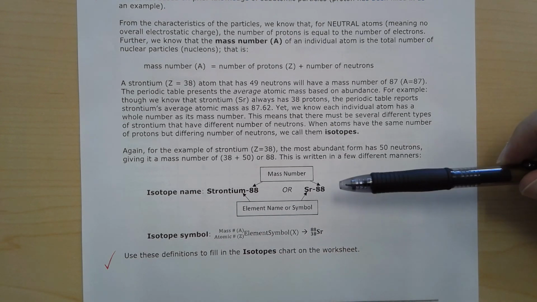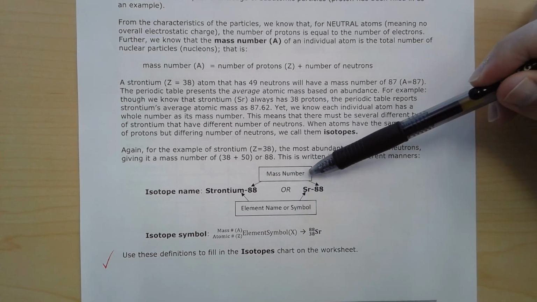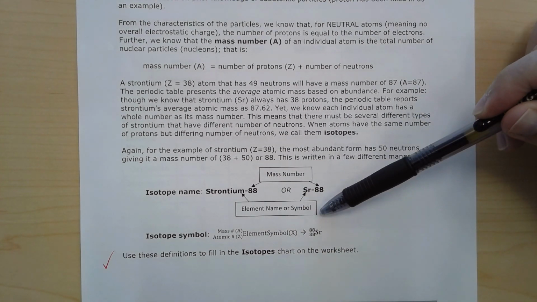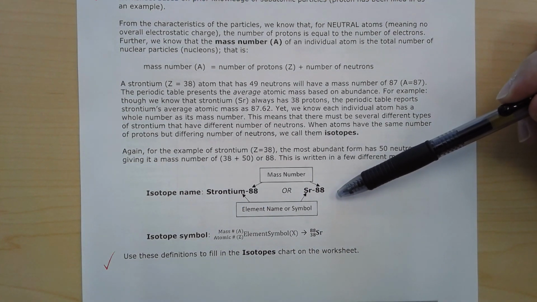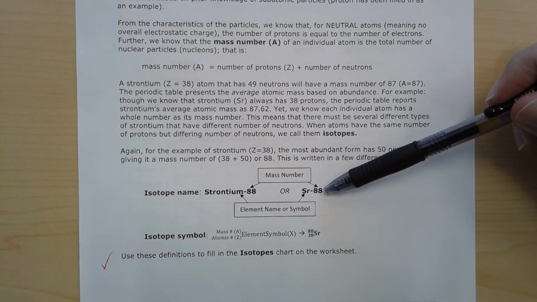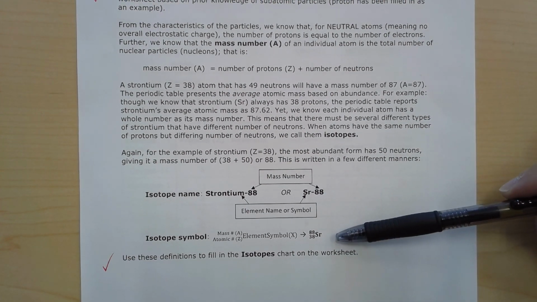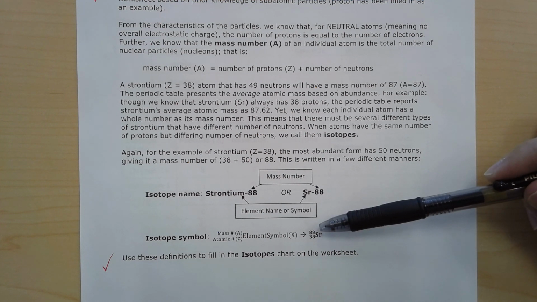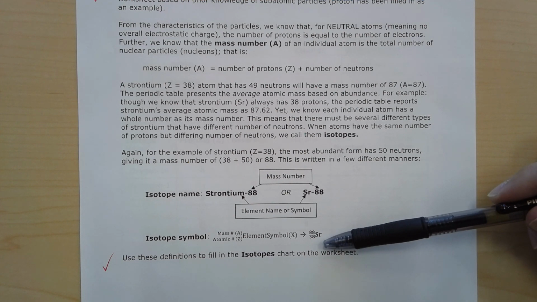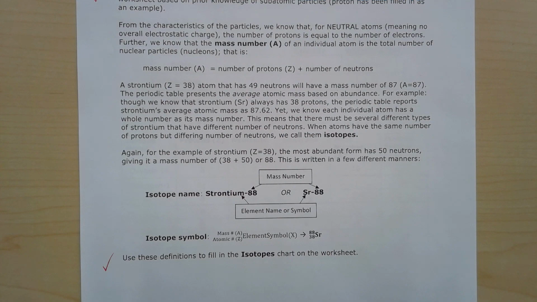The isotope name in this example is strontium-88. It includes the mass number and the element name or symbol. And there's two ways that you can write this. You can either write it out, strontium-88, or just use the symbol Sr-88. The isotope symbol will have the atomic mass on the top left and the atomic number bottom left with the element symbol to the right of both of those numbers.